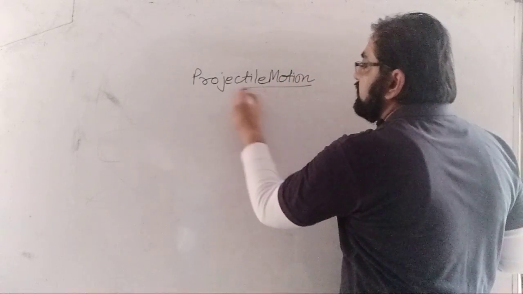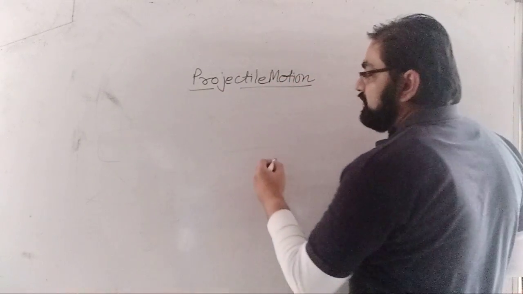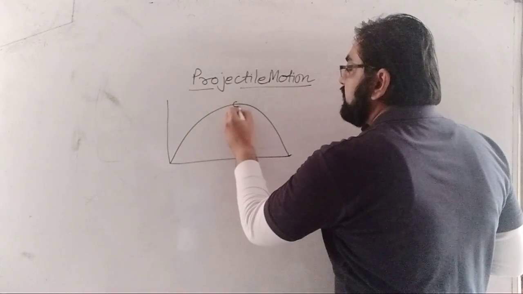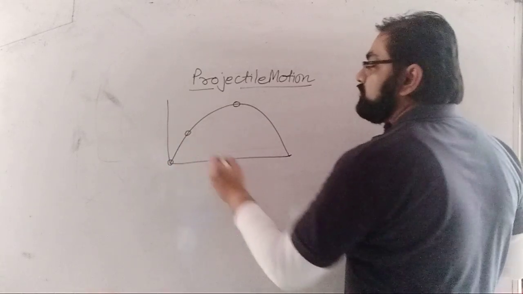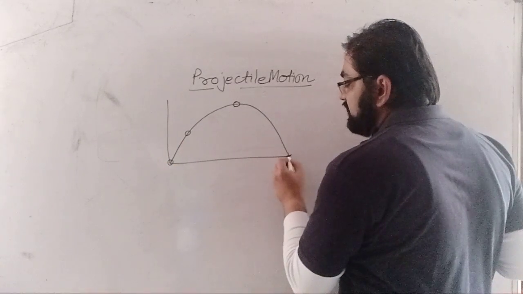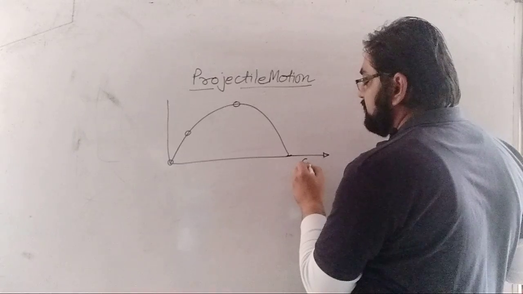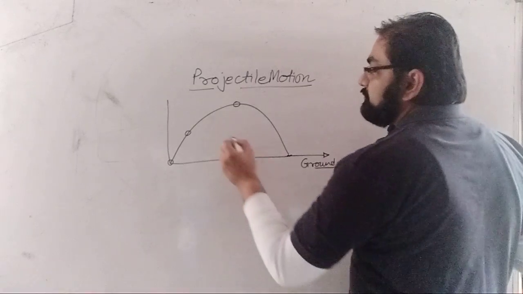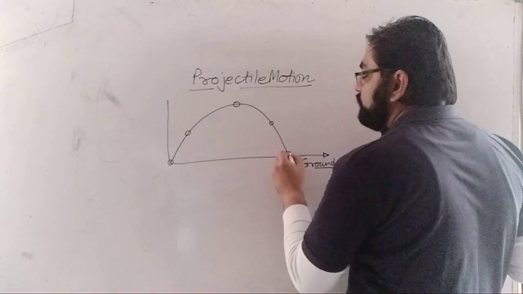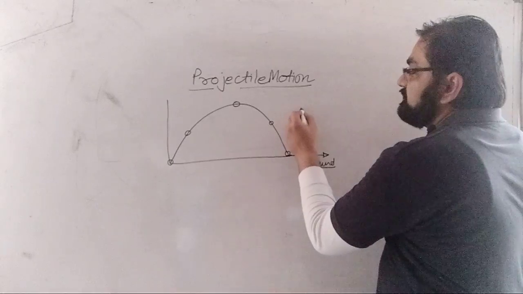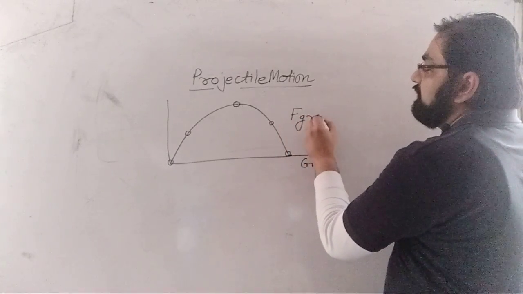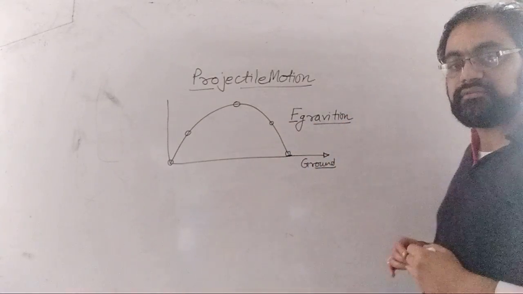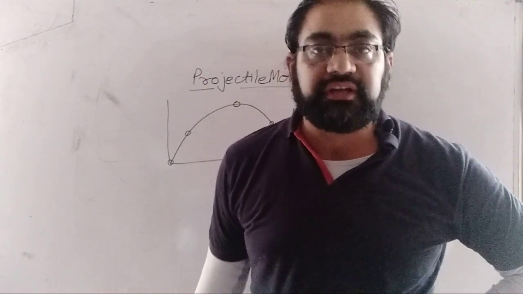Actually, projectile motion is the motion of a particle in which the particle moves under the effect of only gravitational force. Suppose we throw a ball from the ground, this x axis is representing the ground, and it moves in this path, in this way. If only gravitational force is acting on the particle during the complete motion, then this is known as projectile motion.